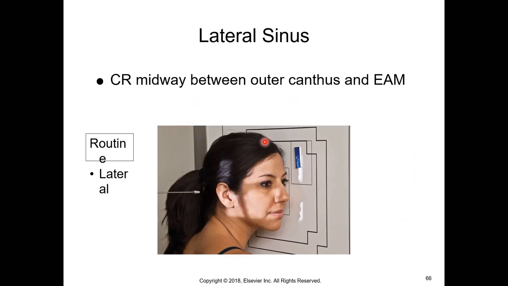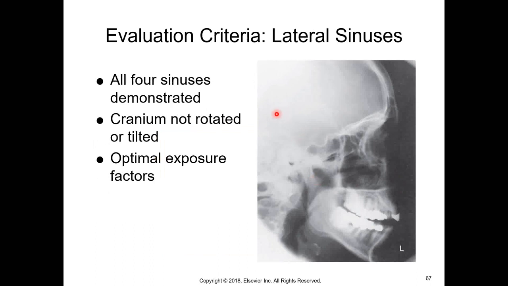Lateral sinus, it's literally a lateral again. All you're doing is putting the central ray in between the outer canthus, which is right here, and your EAM. You're just centering like you'd be in the middle of the sinuses, because your facial bones are up here, your cranium is over here, and your sinuses are in between them. So that's why your central ray is entering that way. And again, you can see all 4 of the sinuses on your lateral projection. So here's your frontals. This is your ethmoid, your sphenoid, which is just below your sella turcica, and here's your maxillaries back here.